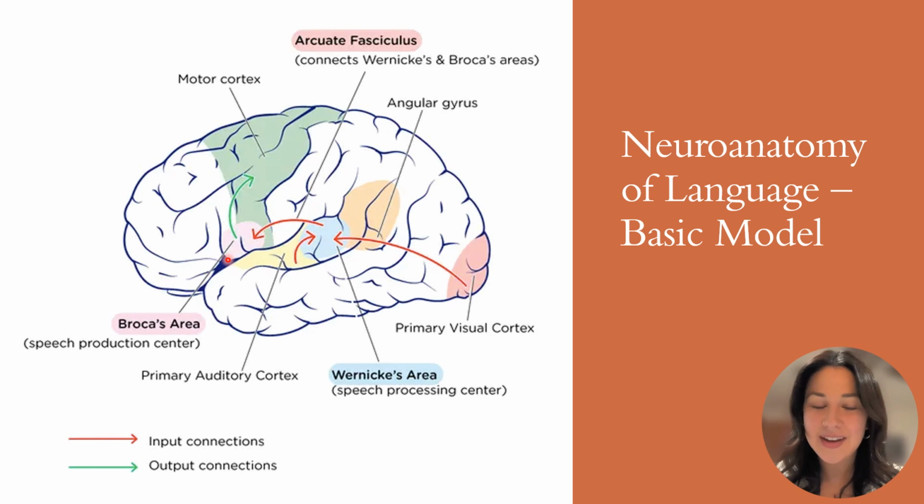So our word plan is then sent to the primary motor areas over here within the motor cortex. The motor cortex controls all the anatomy that is important for speaking. So things like the tongue, the lips, the palate, larynx, and pharynx. And then we're able to produce speech through our mouth.